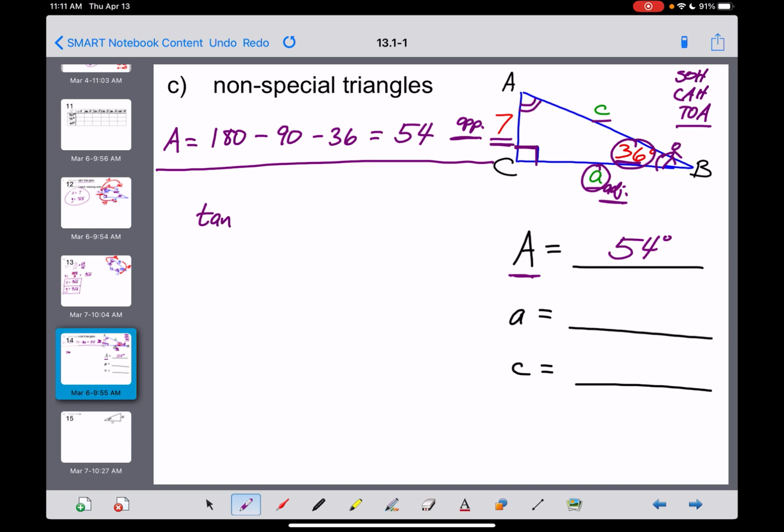Tangent. And you never write sine or cosine or tangent without an angle coming right after it. Tangent of 36 degrees is equal to, and again, TOA, tangent is opposite leg over adjacent leg. So from the 36-degree angle, the opposite leg is 7, and the adjacent leg is unknown. That's our a. And this is how you set up a trigonometric equation that we're now going to have to solve for a.